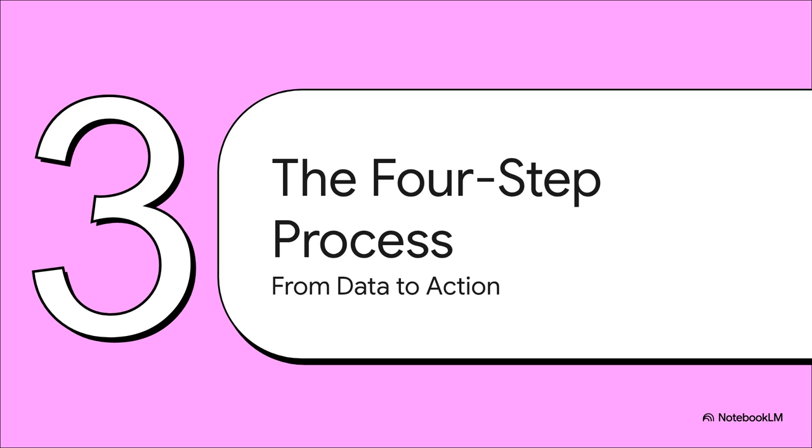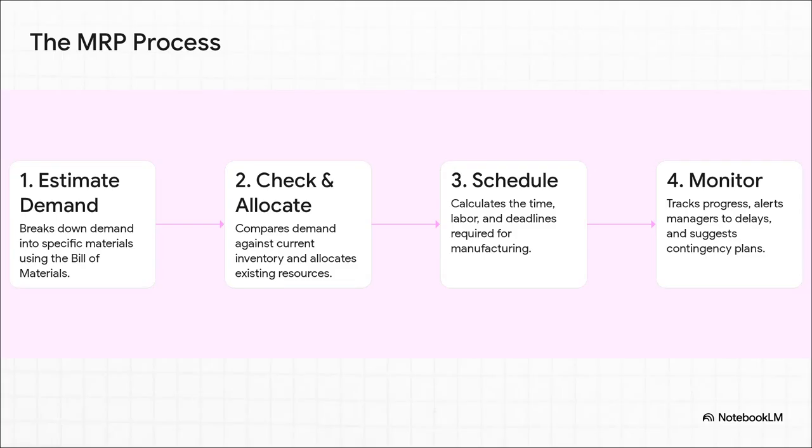So, once the MRP system has these three key pieces of data, it gets to work. It follows this really logical four-step process to turn all that raw information into a precise, actionable plan. Okay, step one, it estimates demand. It takes that big picture plan and uses the recipe, that bill of materials, to figure out every single part it needs. Step two, it checks that shopping list against what's already in the warehouse and sets aside those existing resources. Third, it builds the actual production schedule, calculating the exact time and labor needed to hit those deadlines.